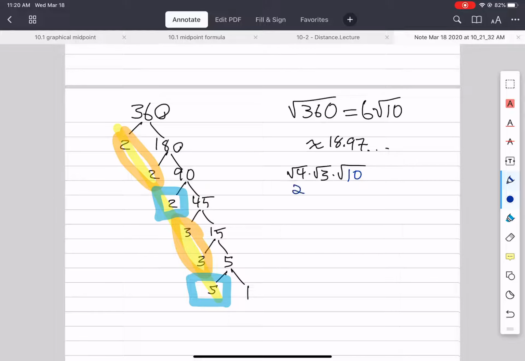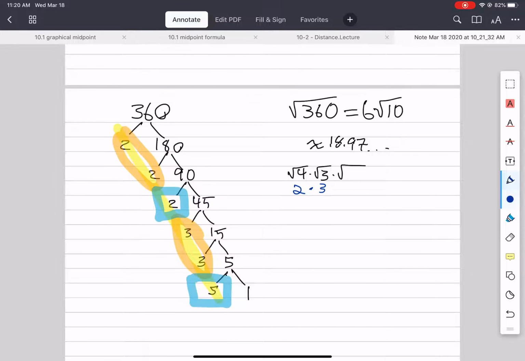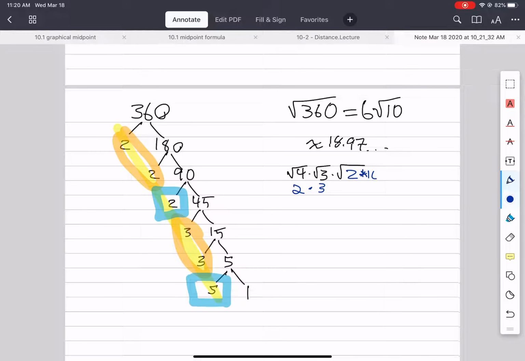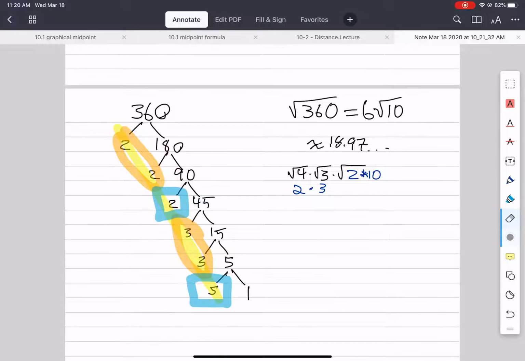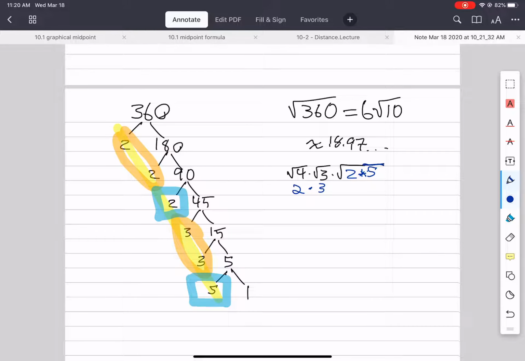So 2 times 3, actually let's do this, just so you can see where the inside came from. So root 4 becomes 2, root 3 becomes 3, the square root, and then inside that root was 2 times, not 10, 2 times 5. And that's where my root 10 comes from. So if I multiply the outside pieces together, there's my 6, root 10 is what's left inside.